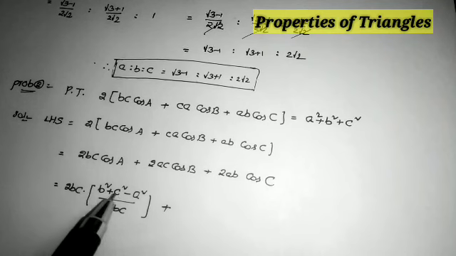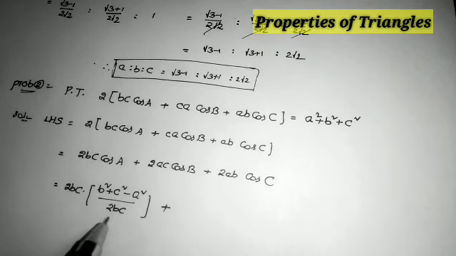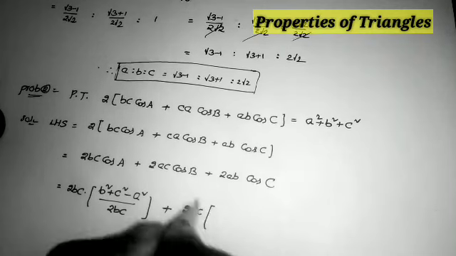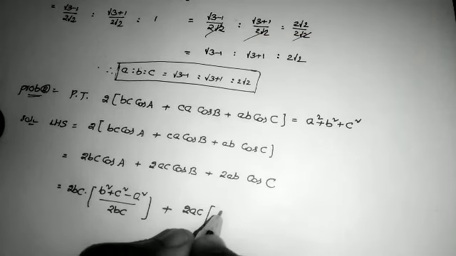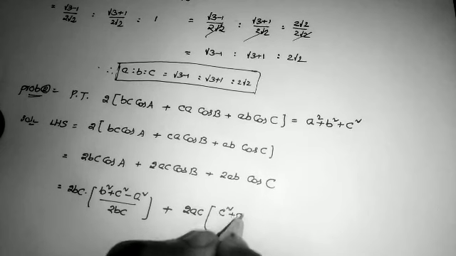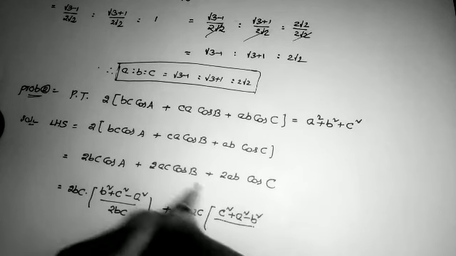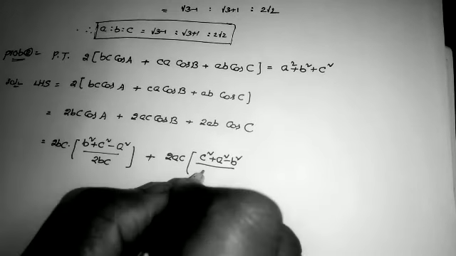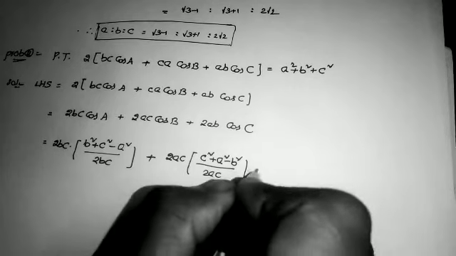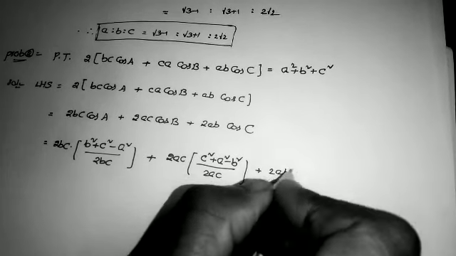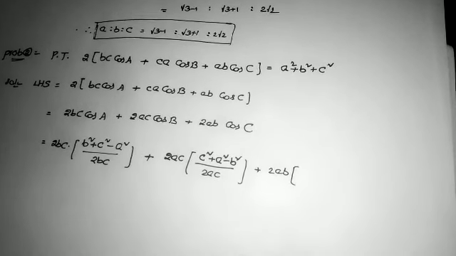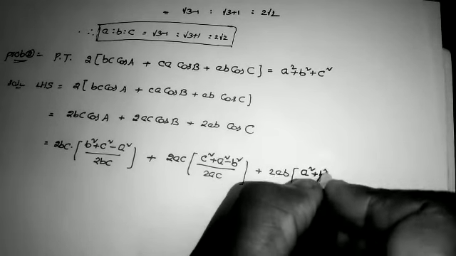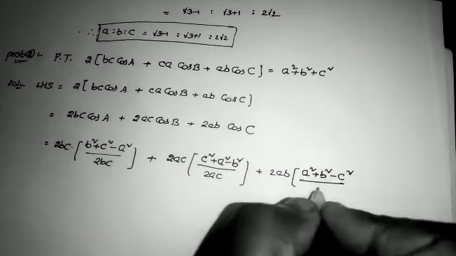Cos A is equal to, here A means we have to take the minus a square, the remaining two terms are plus values. (b square plus c square minus a square) by 2bc, plus 2ac into, what is the cos b value? (c square plus a square minus b square) by 2ac. Cos b means here we have to take the minus b square. Plus 2ab into, now what is the cos C angle? Cos C is equal to (a square plus b square minus c square) by 2ab.